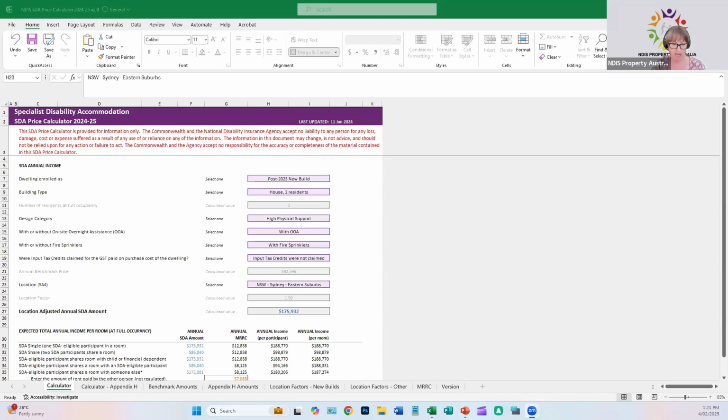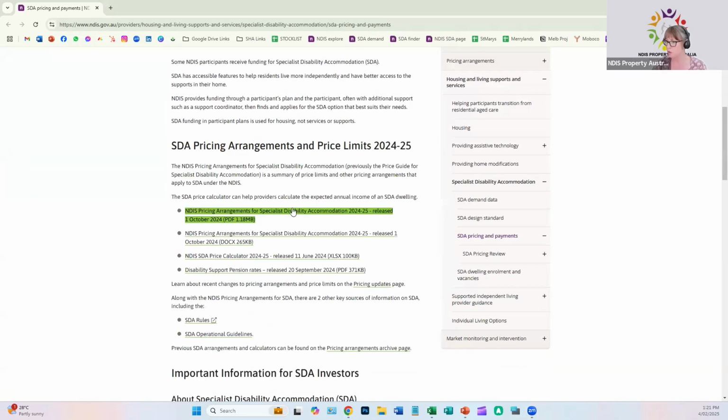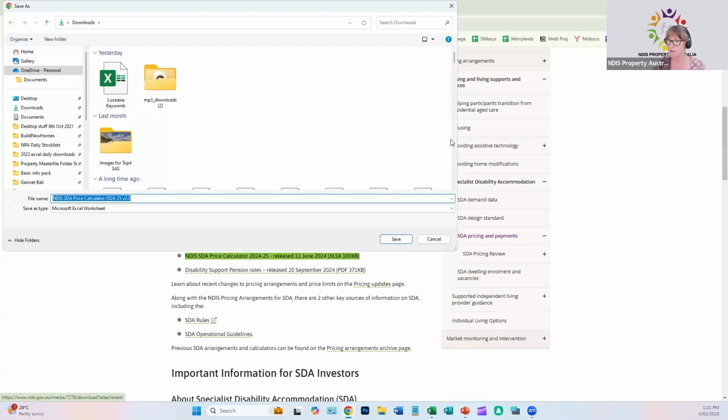If you go to the chat, there is the link to the NDIS page. I will actually do a screen share and show you where to find that. So I've clicked on that link. It's taken me straight to the NDIS page. If you scroll down, you will find there's a PDF, there's the Excel file, the SDA price calculator, and that will save it straight.